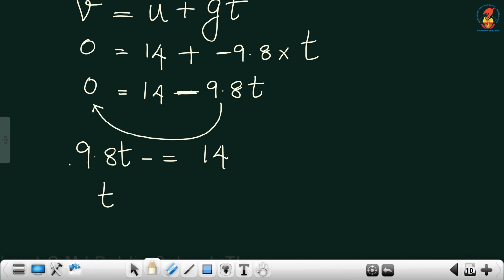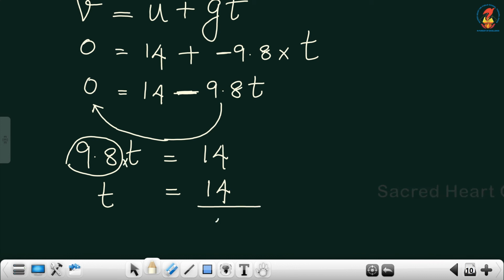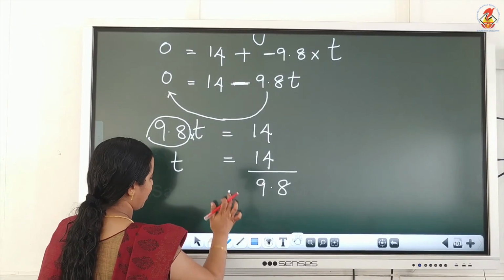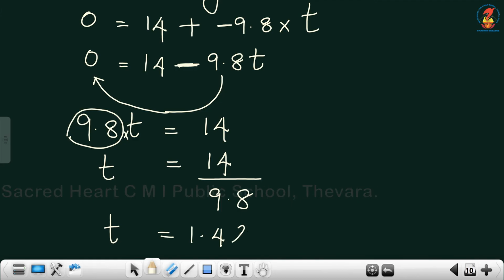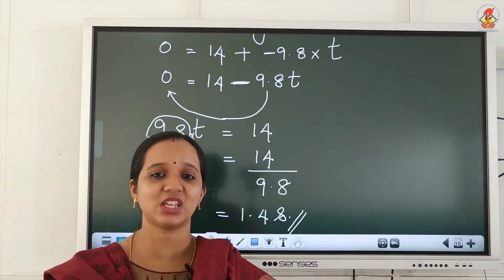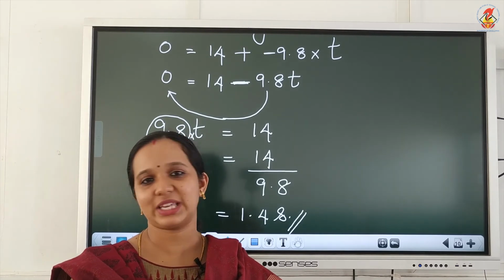Now to solve for t, we have 14 here. Take this 9.8 to the other side. Here it was 9.8 into t, so when it moved to the other side it becomes divided by 9.8. So t is equal to 14 by 9.8. On dividing and simplifying it, you will get the answer as t is equal to 1.4 seconds.